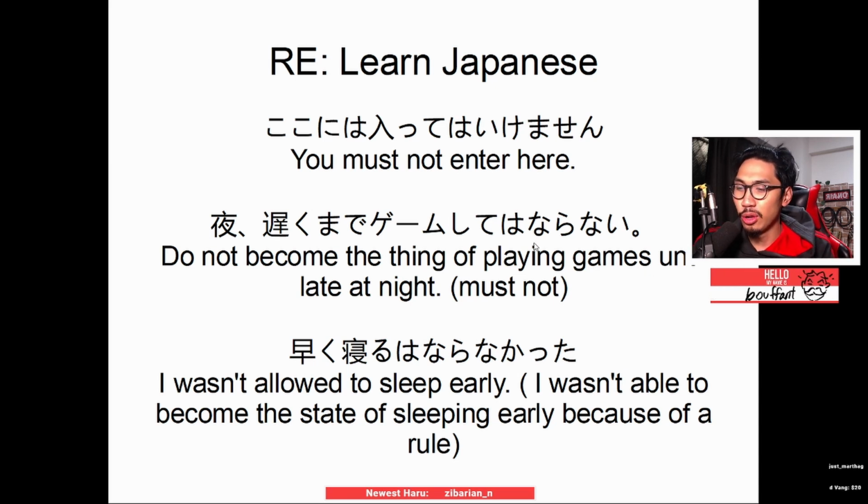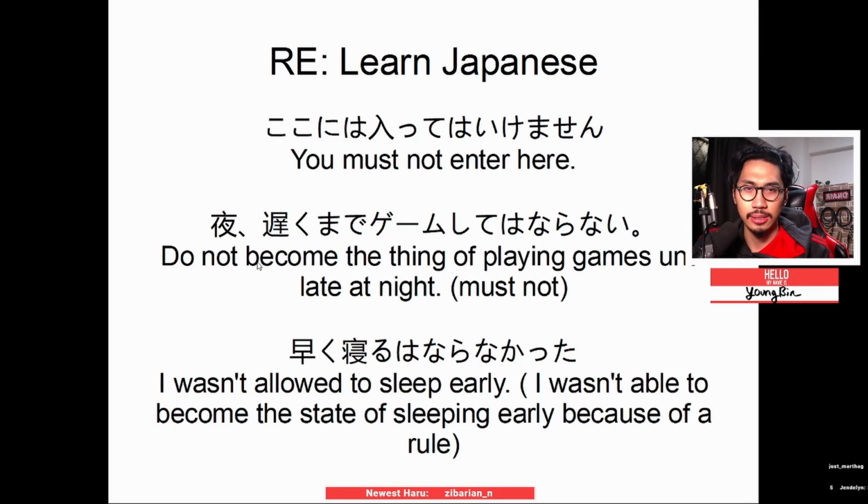As I've said so many times in my lessons, you got to think about Japanese in a different way rather than just trying to translate it. Look how much more sense it makes. Instead of just saying you must not play games until night, do not become the thing of playing games until night because it is not good. 早く寝るはならなかった. I was not allowed to sleep early. I wasn't able to become the state of sleeping early because of some sort of rule.